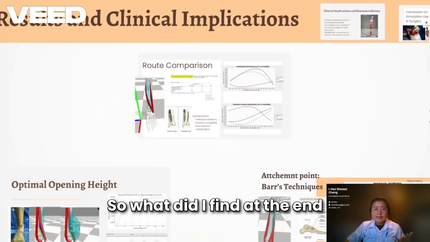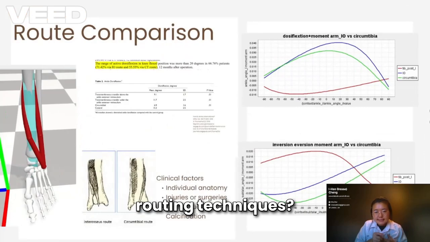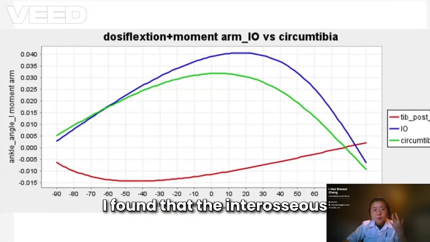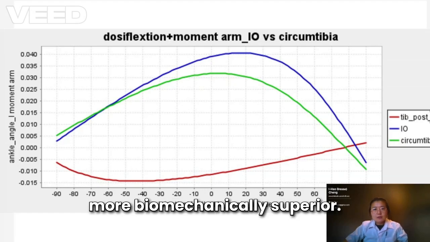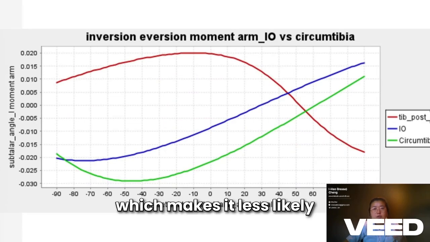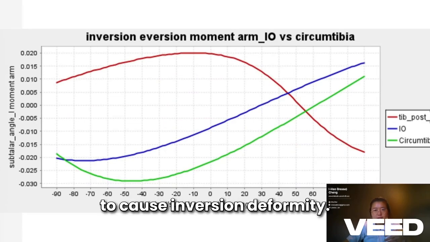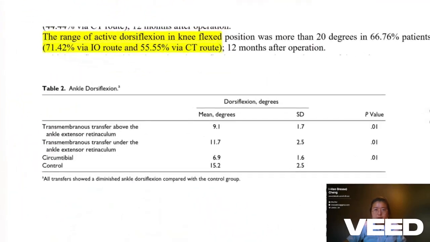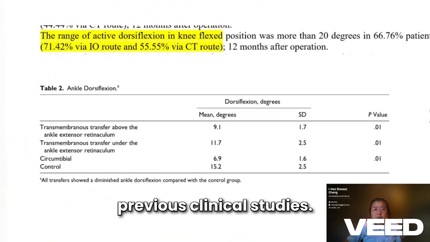So what did I find at the end? When comparing different routing techniques, I found that the interosseous route turned out to be more biomechanically superior. And it also has a more balanced subtalar alignment, which makes it less likely to cause inversion deformity. And these findings align with previous clinical studies.